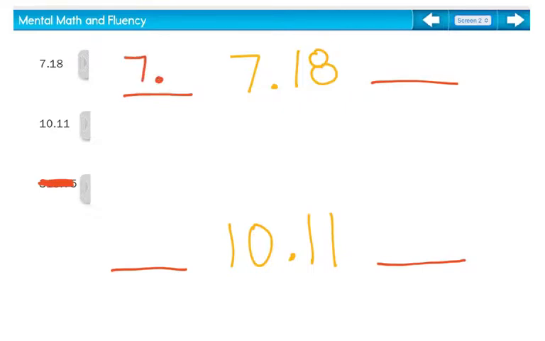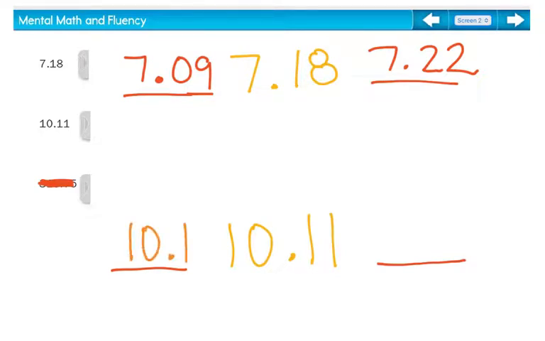Well, I could say 7 9/100 is less than, and 7 22/100 is greater than. 10 1/10 is less than, and 10 12/10 is greater than.